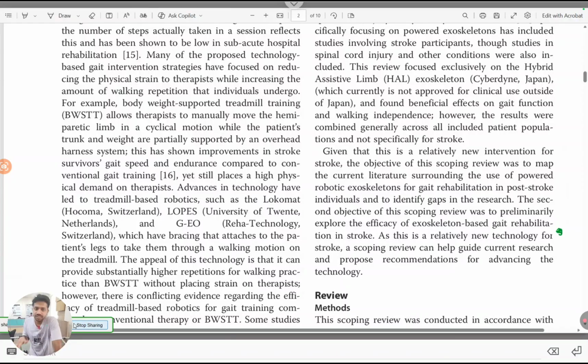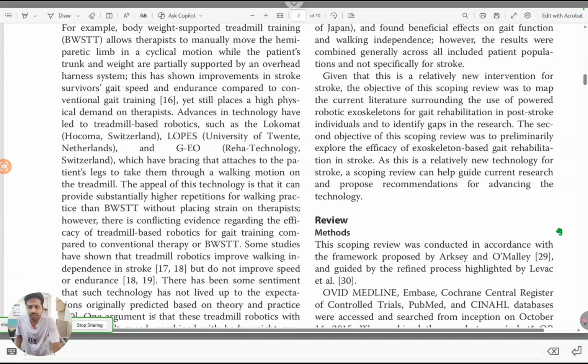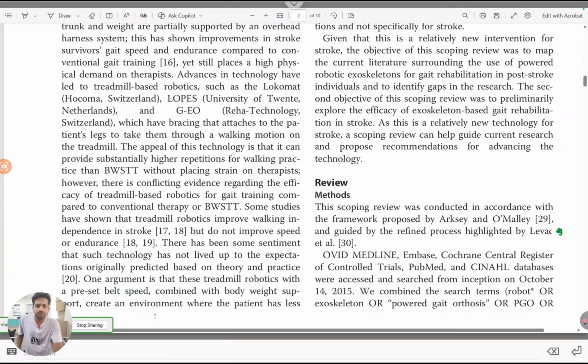The appeal of this technology is that it can provide substantially higher repetition of walking practice than BWSTT without placing strain on therapists. However, there is conflicting evidence regarding the efficacy of treadmill-based robotics for gait training compared to conventional therapy or BWSTT. Some studies have shown that treadmill robotics improve walking independence in stroke, but do not improve speed or endurance.